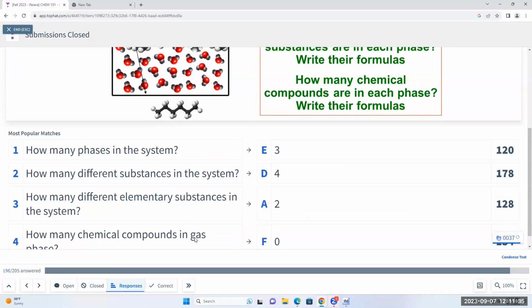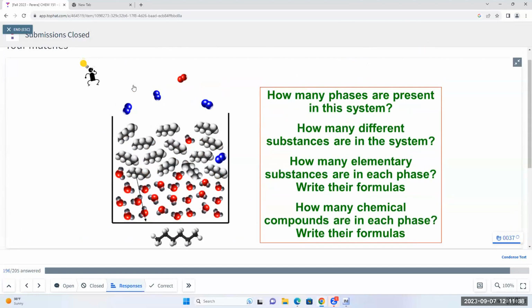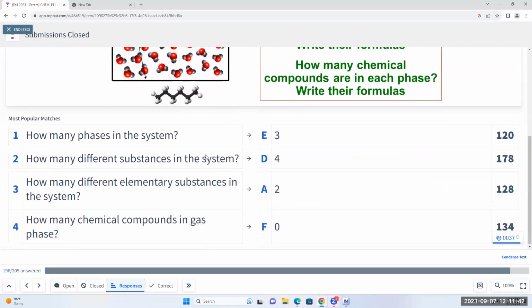How many chemical compounds in the gas phase? We have none in the gas phase. No chemical compounds in the gas phase, and that is correct as well.